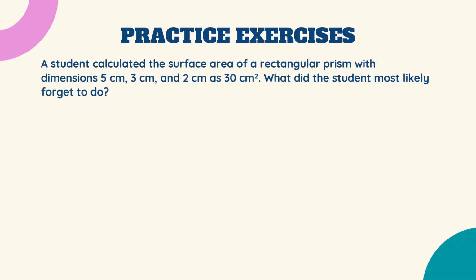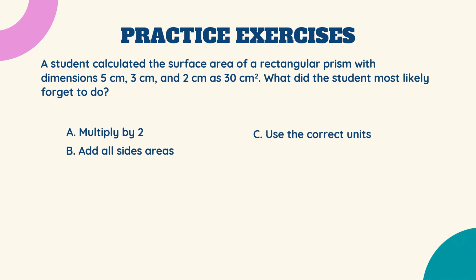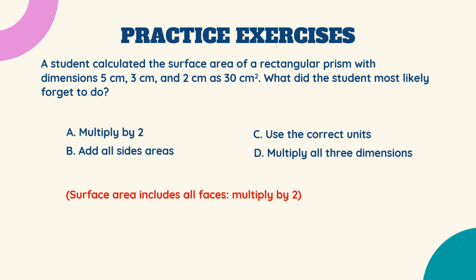A student calculated the surface area of a rectangular prism with the dimensions 5 centimeters, 3 centimeters, and 2 centimeters as 30 square centimeters. What did the student most likely forget to do? A. Multiply by 2. B. Add all sides' areas. C. Use the correct units. And D. Multiply all 3 dimensions. What do you think the answer is? Alright. Surface area includes all faces. Multiply by 2. So the correct answer is letter A.